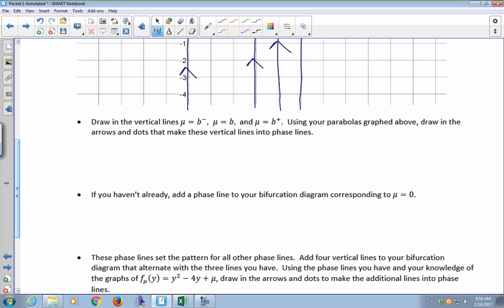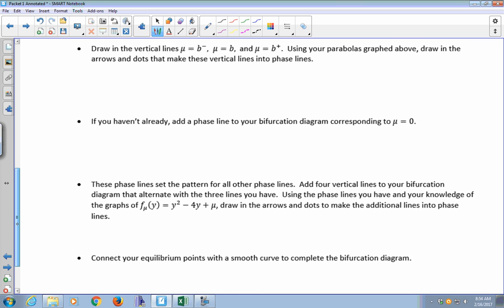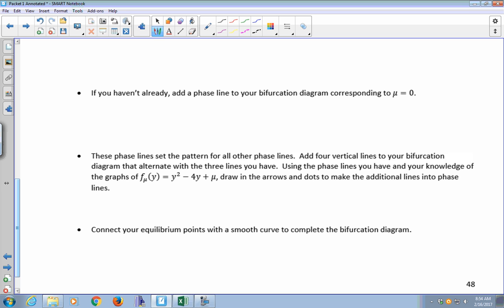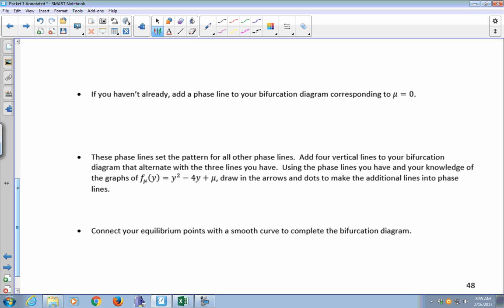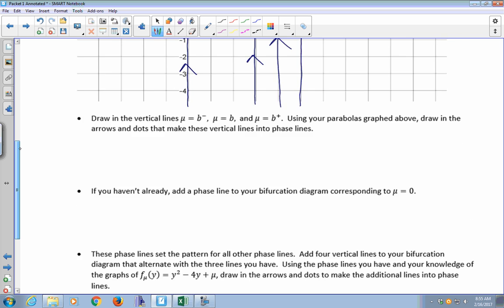All right, so now we're gonna look at these phase lines, and they set the pattern for all the other phase lines. So we're gonna add some more lines to our bifurcation diagram that alternate with the lines we have. And then we're drawing some arrows and dots. And then you connect your equilibrium points with a nice smooth curve, and you have a bifurcation diagram.